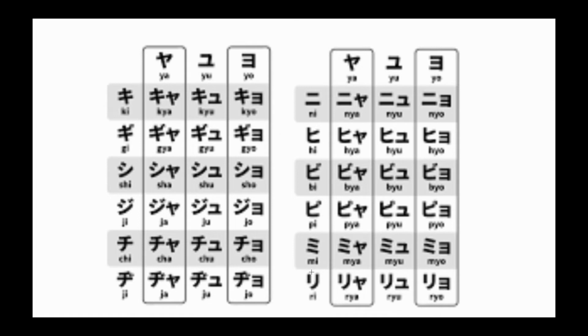Here is the chart with the katakana combinations. So ki plus ya becomes kya, ki plus yu becomes kyu, ki plus yo becomes kyo, shi plus ya becomes sha, shi plus yu becomes shu, shi plus yo becomes sho, chi plus ya becomes cha, chi plus yu becomes chu, chi plus yo becomes cho, nya, nyu, nyo, hya, hyu, hyo, bya, byu, byo, pya, pyu, pyo, mya, myu, myo, rya, ryu, ryo.